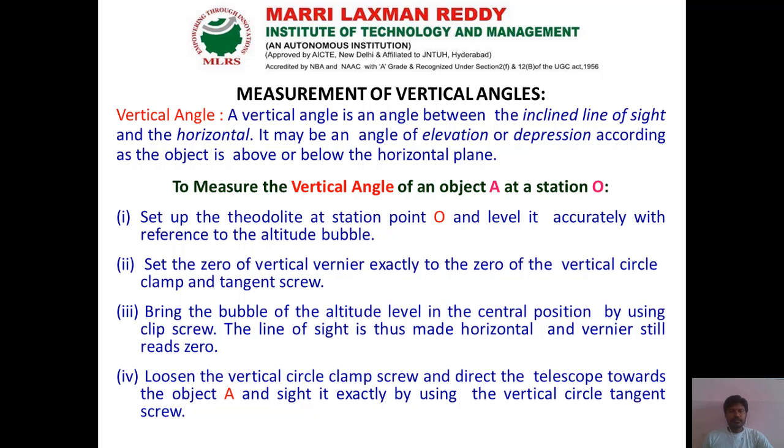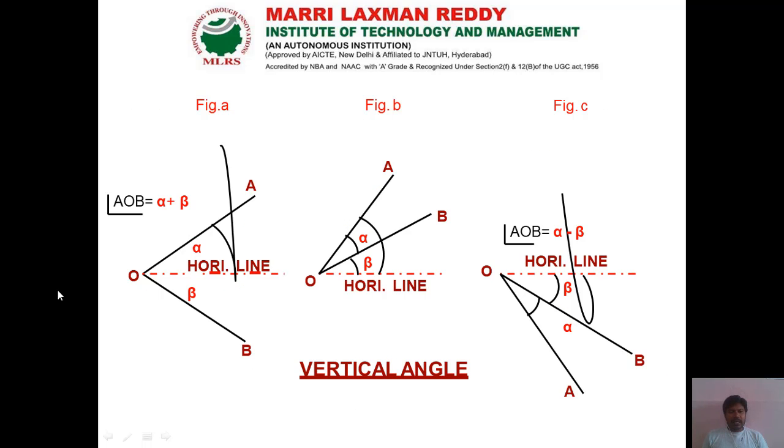Now, what is vertical angle? It is an angle between the inclined line of sight and the horizontal line of sight. It may be an angle of elevation or angle of depression according to whether the object is above or below the horizontal plane. Now these are the cases in general where we have to calculate the vertical angle.